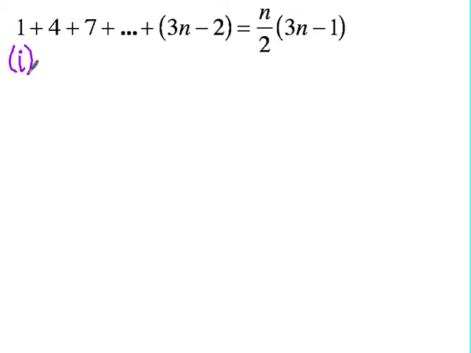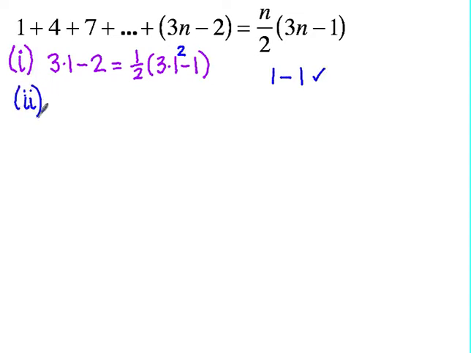Substitute in 1 for n. So tell me what that's going to look like here. 3 times 1 minus 2 equals 1 over 2 times 3 times 1 minus 1. So what is 3 times 1 minus 2? 1. 3 times 1 minus 1 here is 2. So what's 1/2 of 2? 1. Done. Okay, so every time you should be able to handle that. If you don't get anything else from here, you should be able to handle that step.